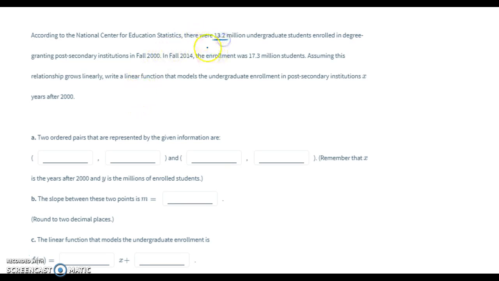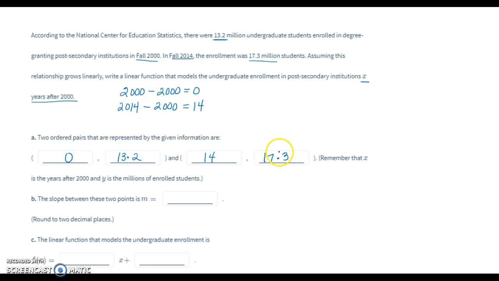We know that there were initially 13.2 million students in the fall of 2000, and in 2014, there were 17.3 million. So we can write that as two ordered pairs. We were told that X represents the years after 2000. So the year 2000 is really 0 years after the year 2000, and one of our ordered pairs will be (0, 13.2). The other one comes from 2014, which is 14 years after 2000. There were 17.3 million students.